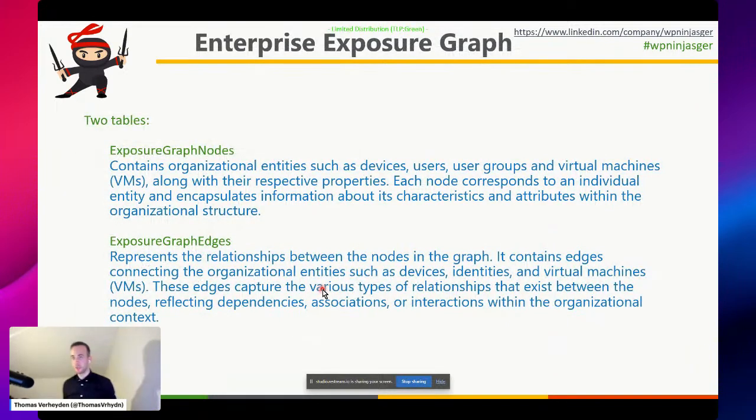Another thing that's available is if you want to do proactive exposure management hunting. What's available in advanced hunting are two tables. We have the exposure graph nodes, which are all the entities in your organization: devices, users, user groups, virtual machines, and so on. There is also an additional table, the exposure graph edges, which are the relationships between the nodes. Like I showed you before, "has credentials of" is a relationship. Those are available over there.